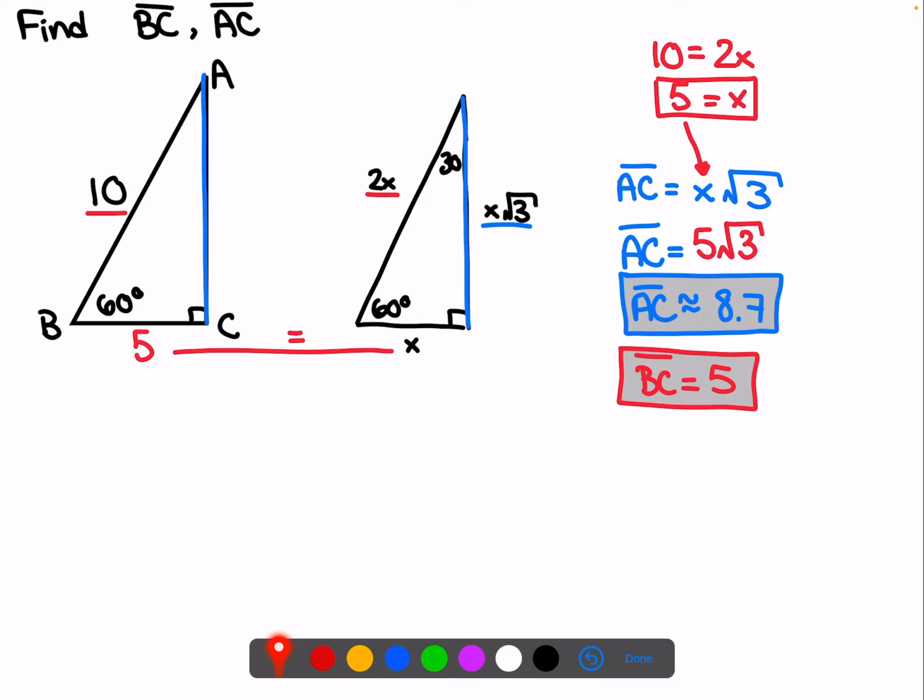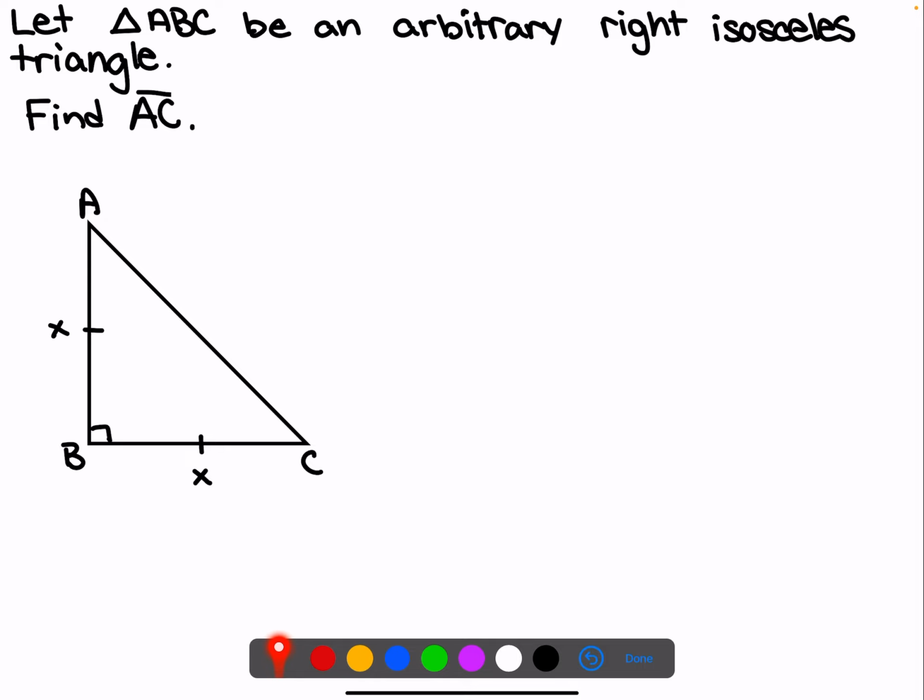So again, set up your corresponding triangle, your similar triangle based upon those ratios, and then just set them equal to each other. Set the corresponding sides equal. All right, next, let's look at a 45, 45, 90 triangle.